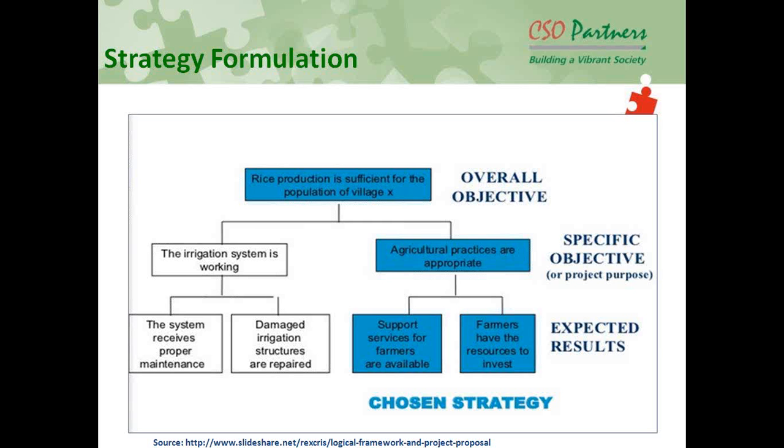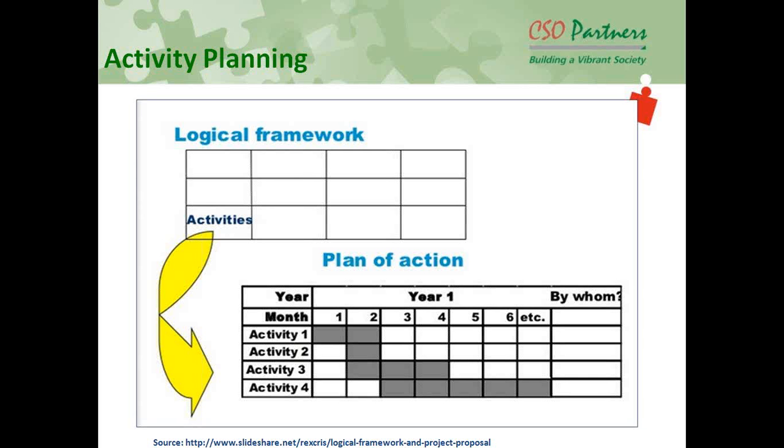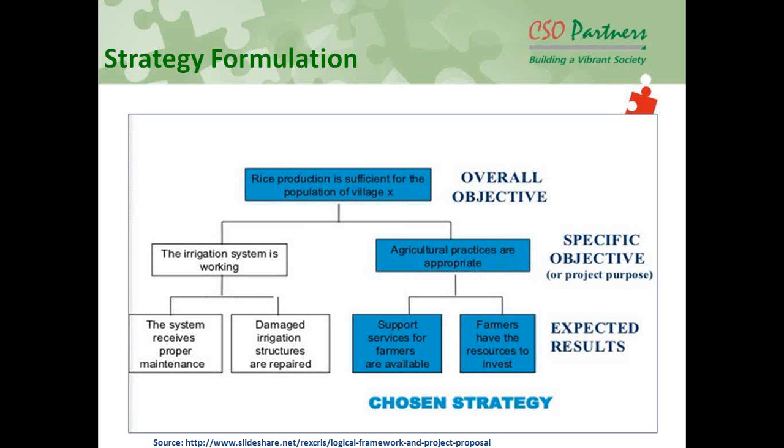Now, when I am setting an objective, if we go back to this particular example, rice production is sufficient. To be specific, we'll have to say that in this particular village or in this particular project area, rice production will be sufficient. What is sufficiency? You'll have to be very specific about that, and that is also measurable. What is the measurability of sufficiency? So you'll have to say that, per family, this amount of rice would be available, and so on and so forth.